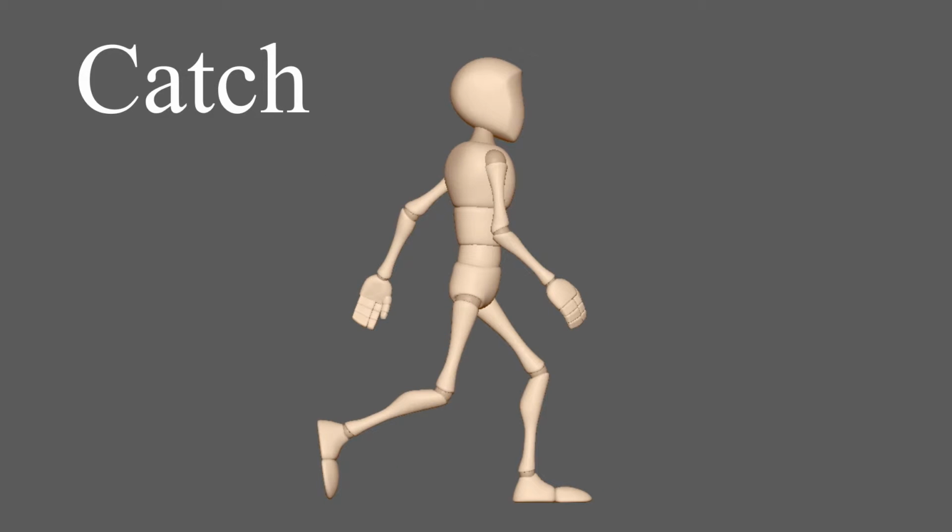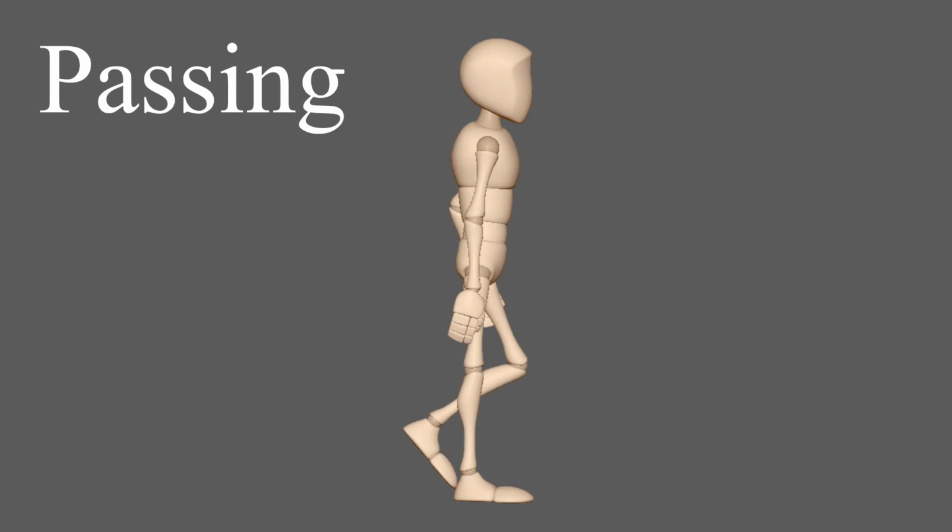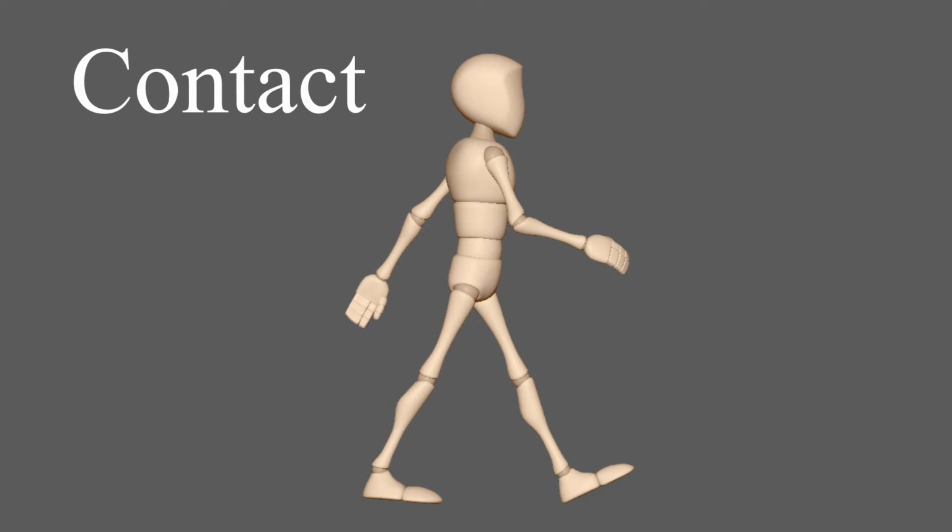Pose-to-pose is a planned method where you create the key poses first, planning out the animation at intervals throughout the scene. This is the better method if you want realistic and repeated animation.